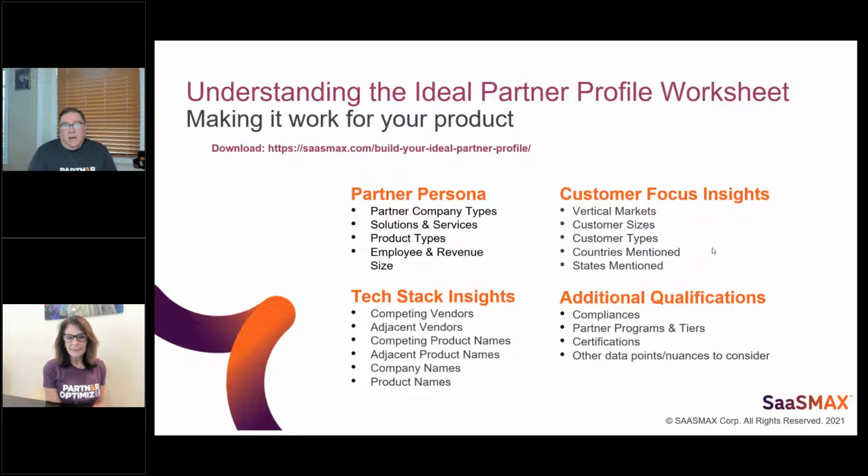And the solutions and services are going to tell you what it is that they're selling to their clients today, what they're marketing out there, and what they're good at doing, because they have to do all the service delivery around those services. So that'll tell you if they're adjacent to what you're selling, and if they have expertise in being able to do these types of functions and features.